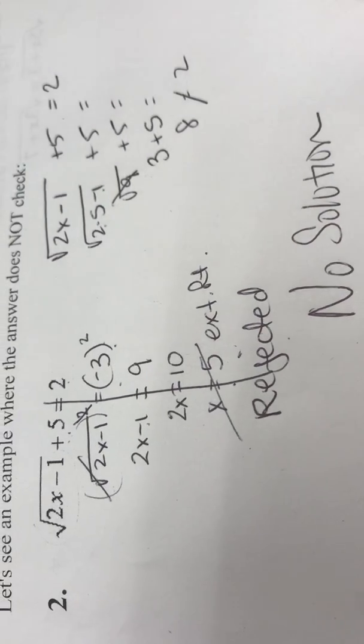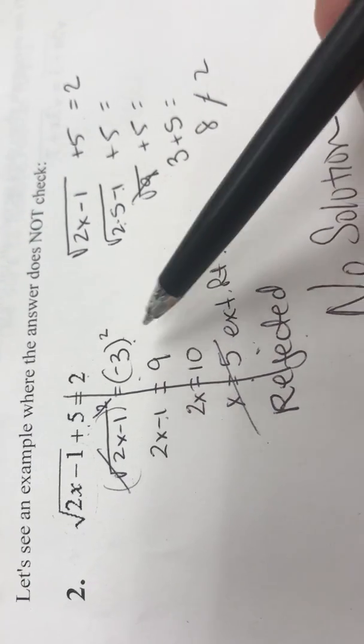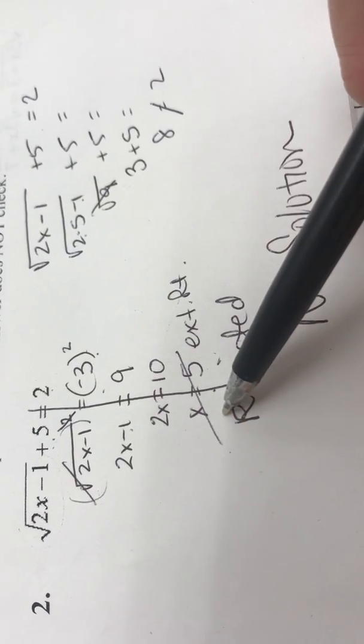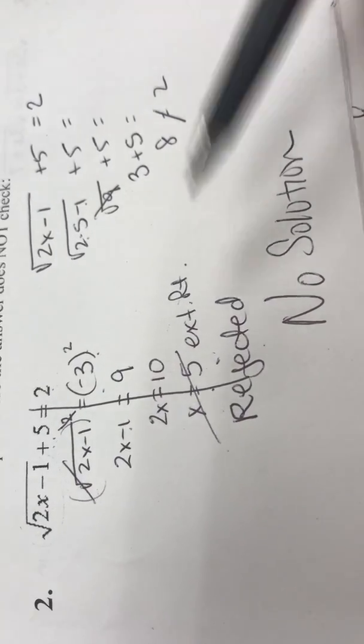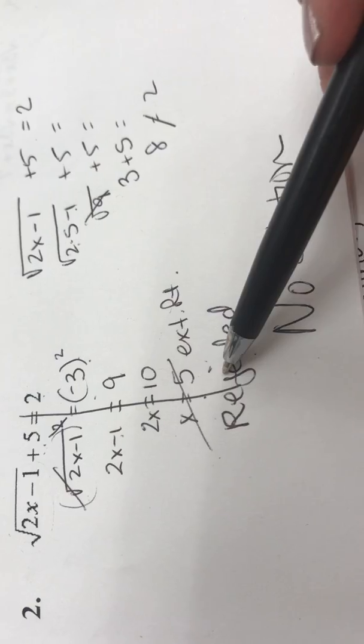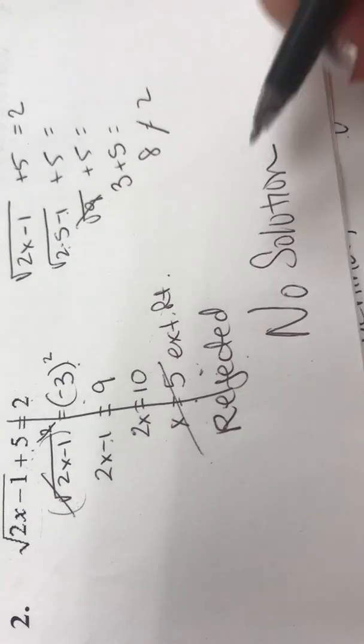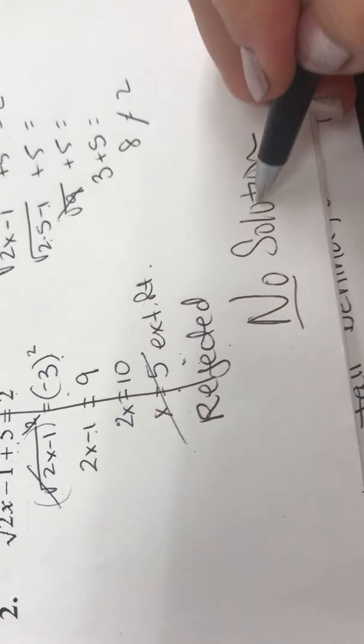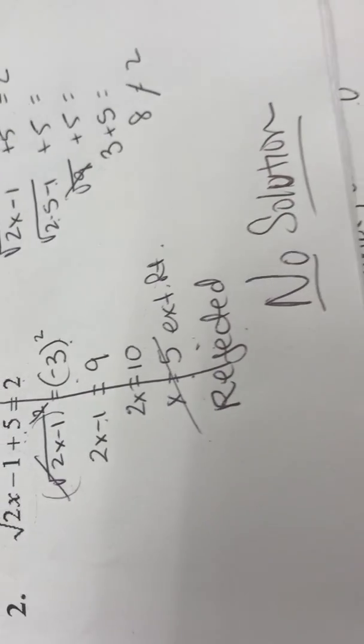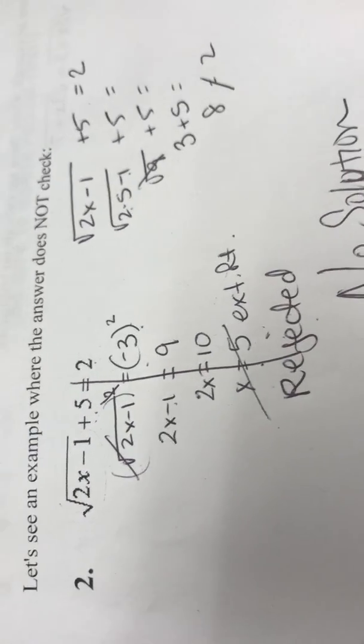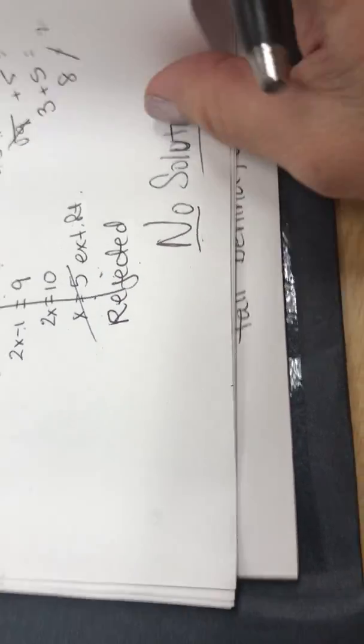A common mistake is that when you reject this, you don't write an answer. Okay, if you reject this, then there's no solution. You need to actually write no solution, okay? Otherwise, you don't have an answer. So this one had x equal to 5 as the answer. This has no solution as the answer, okay?